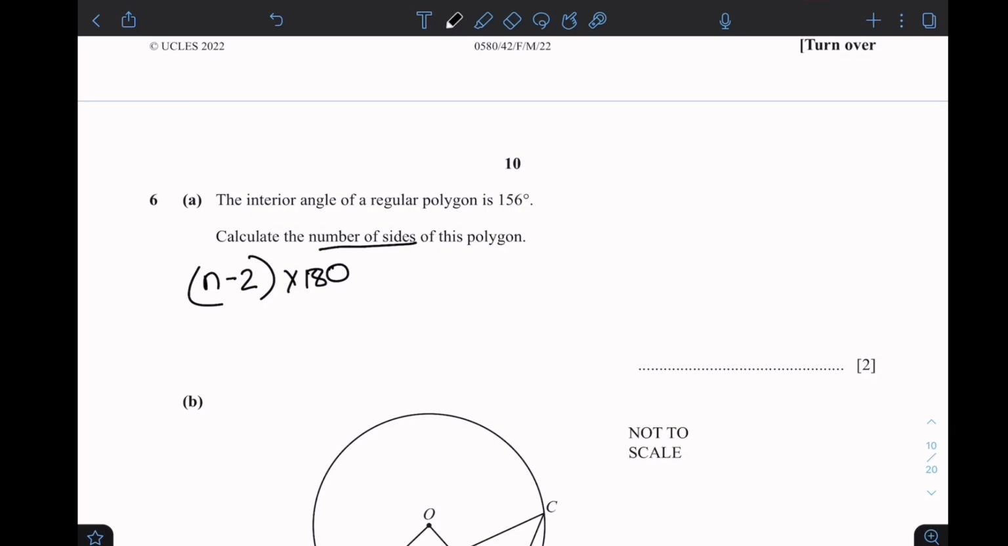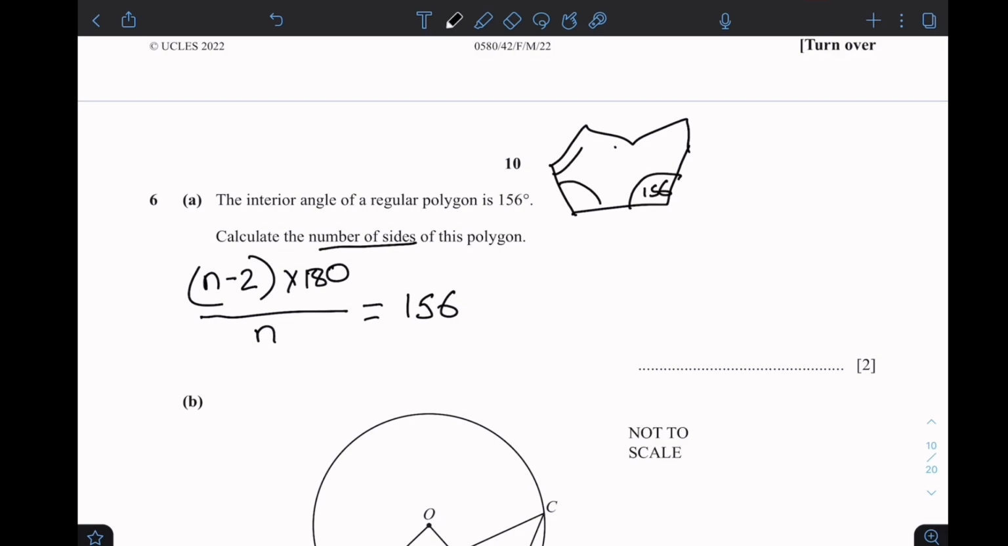Okay, so there are two ways. One is n minus 2 multiplied by 180, which is divided by n, which is equal to 156. Basically, this is the angle of one side. So if this is like an octagon or something, sorry about that, and they're saying this angle is 156, and since it's regular, every angle is 156, right?